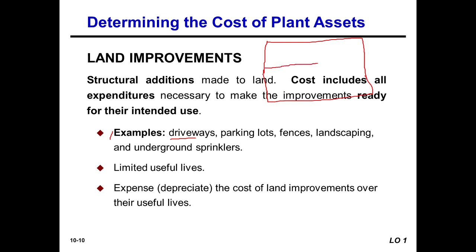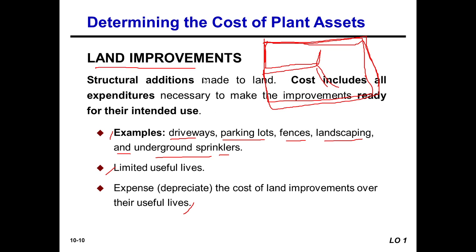Driveway. Suppose this is land, we need driveways. These are the ways to move on the land. There are parking lots, fences. That means this is our land, we need fences, that means boundary wall, landscaping, and underground sprinklers. These have limited useful lives, so we expense or depreciate the cost of land improvements over their useful lives. Okay, so these are the related land improvements costs.